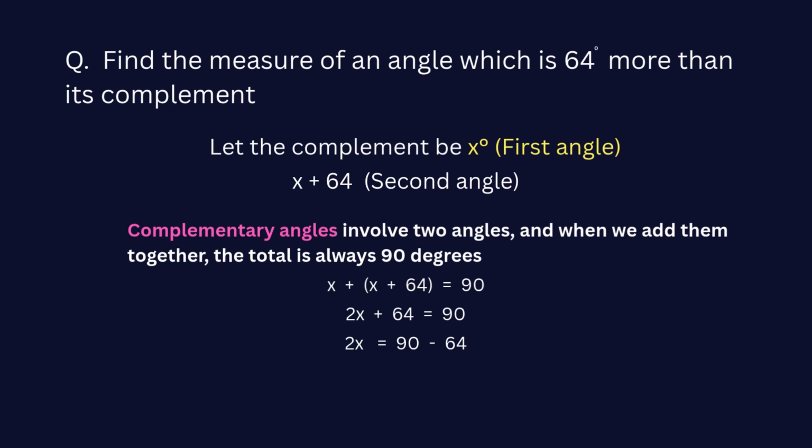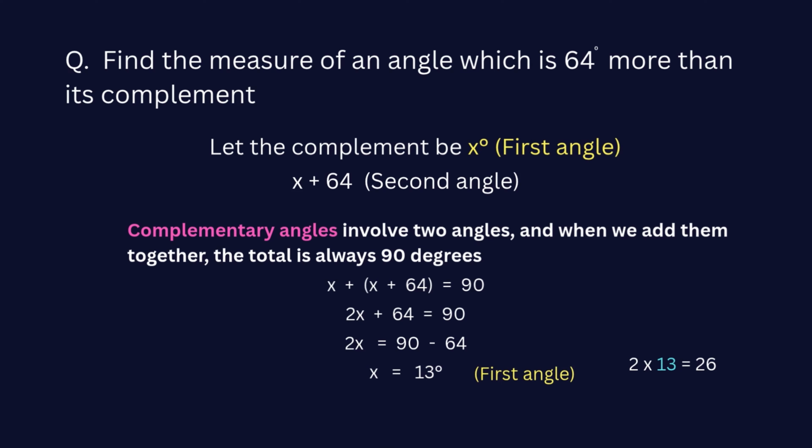If I bring 64 to the other side, it will become minus. So 2x equals 90 minus 64. Now if I simplify this even further, I would have 2x equals 26. And if I cancel 2 from both sides, I would have x equals 26 divided by 2. Now 26 divided by 2 would give me x equals 13. So we know that the first angle is 13 degrees.